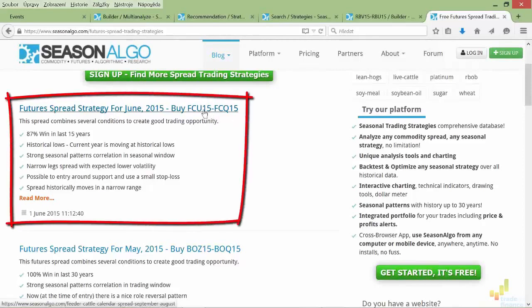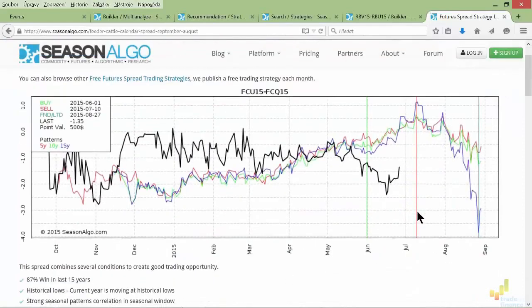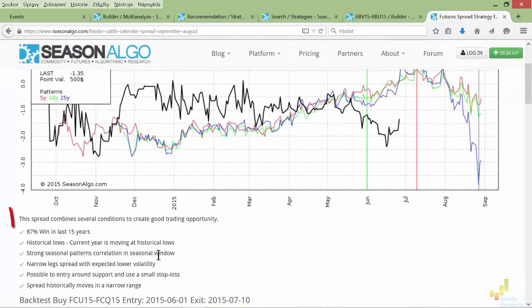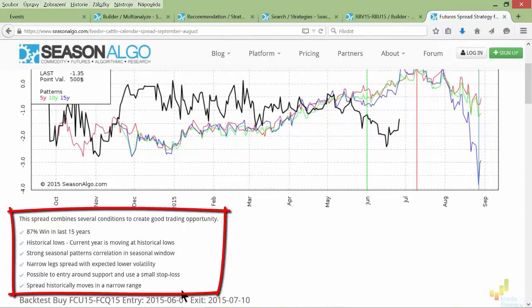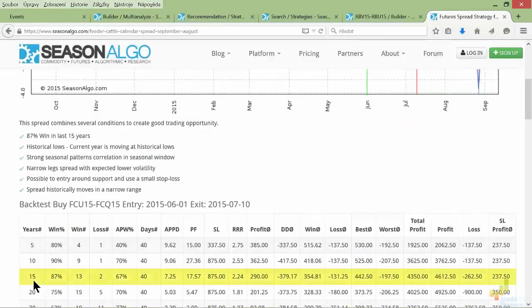So this is the strategy for June, which is the calendar spread of feeder cattle. And this is the trading window that SeasonAlgo recommended. And this is the spread chart. And underneath, we can see a brief analysis of this chart. So SeasonAlgo says that this spread was 87% successful in the last 15 years. What does it mean? It means that in the history of the last 15 years, 13 years were profitable and only 2 years resulted in a loss.